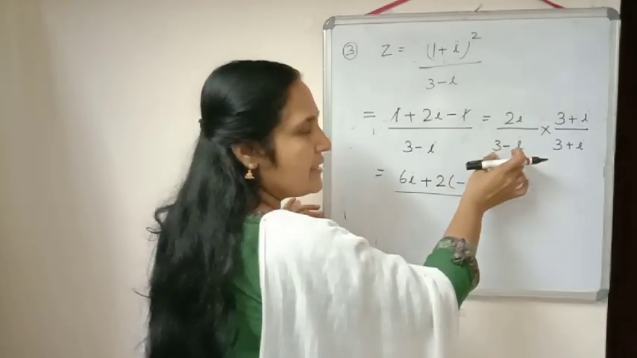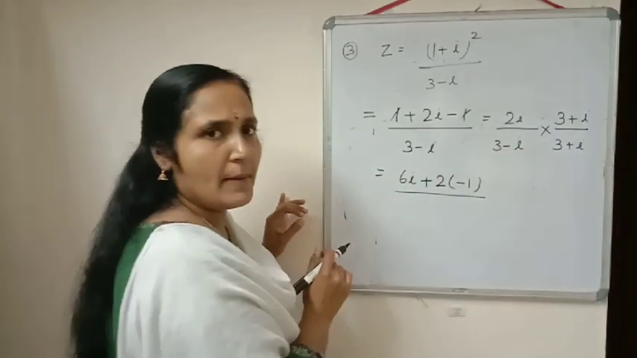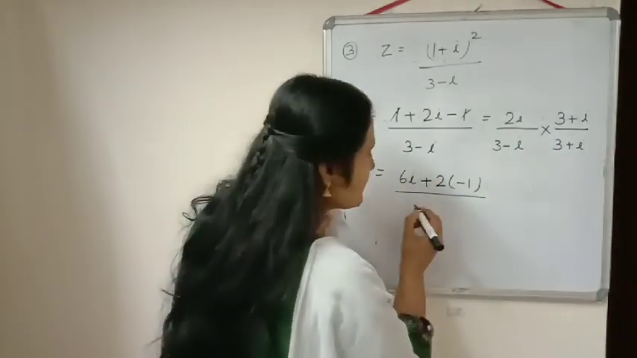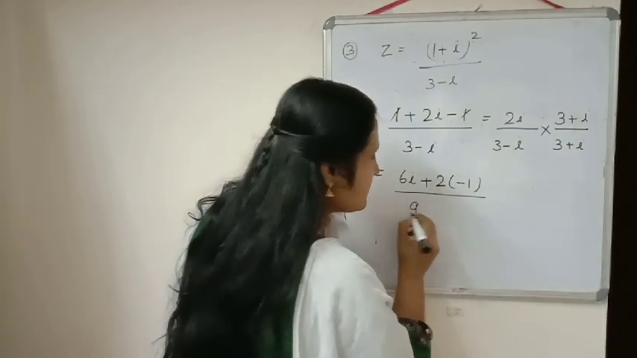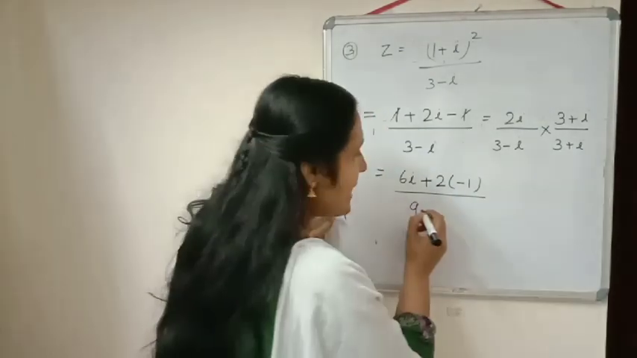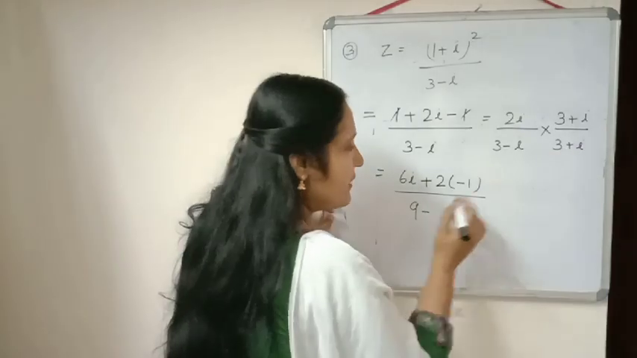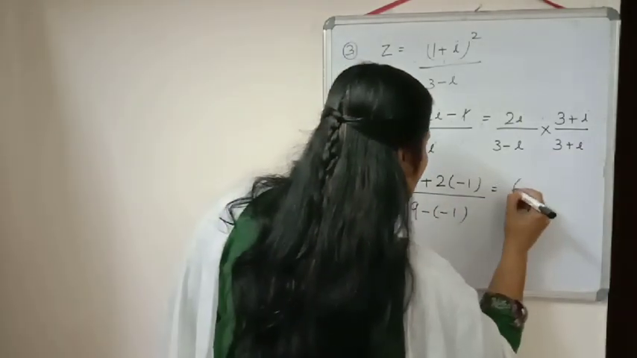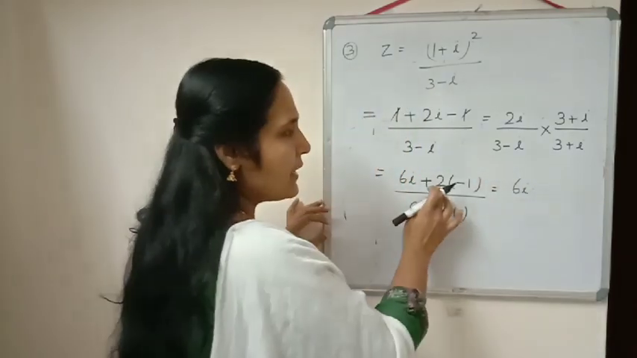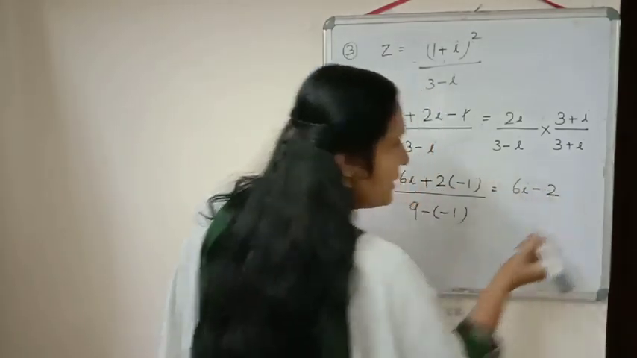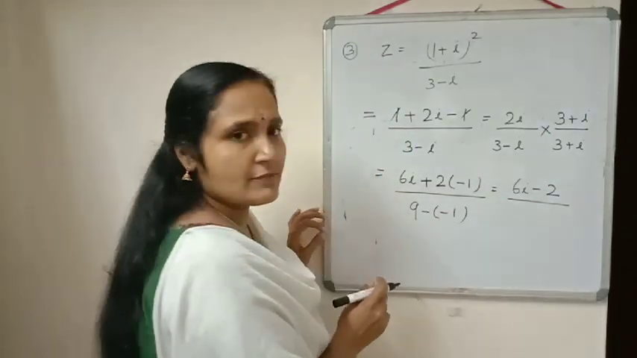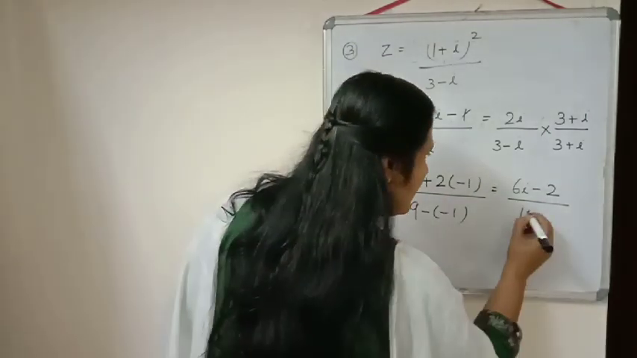By, here we can use the identity (a minus b) into (a plus b), which is equal to a square minus b square. Then it will come 3 square, so that is equal to 9 minus i square. And the value of i square is minus 1. Now here it will come 6i. 2 into minus 1 will be equal to minus 2, by 9, minus into minus will become plus, so 9 plus 1, 10.